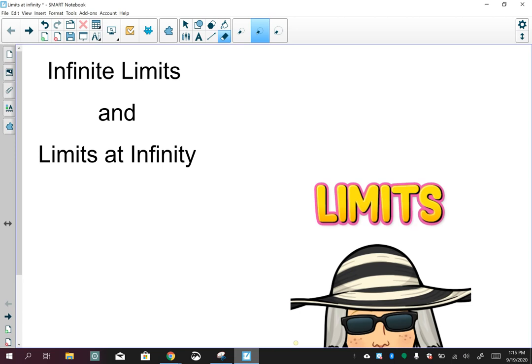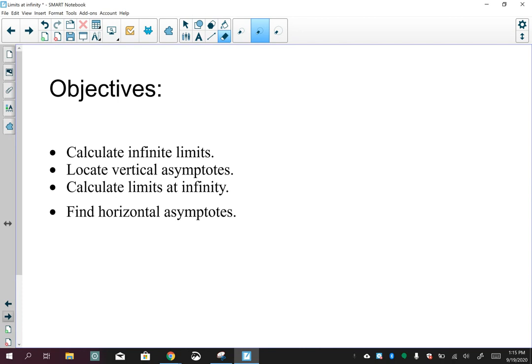Hello, everybody. So we are moving on with our limits discussion, and today we're going to talk about infinite limits and limits at infinity. What we're going to look at is how to calculate infinite limits, locate all your vertical asymptotes, calculate limits at infinity, and find horizontal asymptotes. So we're bringing back in our HAs and VAs that we learned last year when we did our graphical analysis.